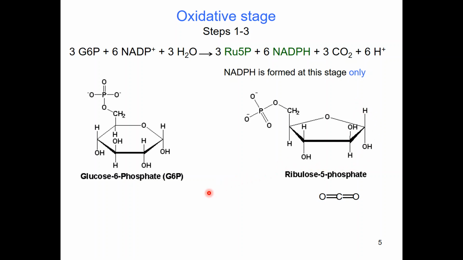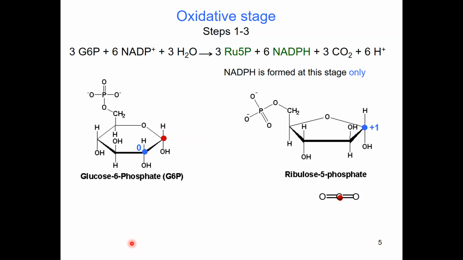So let's try to see which carbons change the oxidation state in the course of this process. So we'll have this carbon number 2 of glucose 6-phosphate. It becomes carbon number 1 of ribulose 5-phosphate. And carbon number 1 of glucose 6-phosphate is released as carbon of carbon dioxide molecule. So carbon number 2 in glucose 6-phosphate has an oxidation state of 0, and it becomes plus 1 carbon atom in the structure of ribulose 5-phosphate.